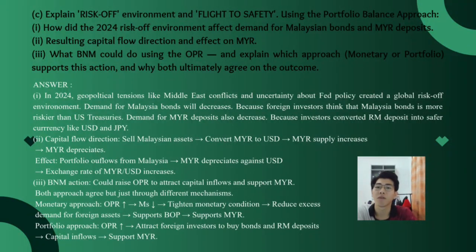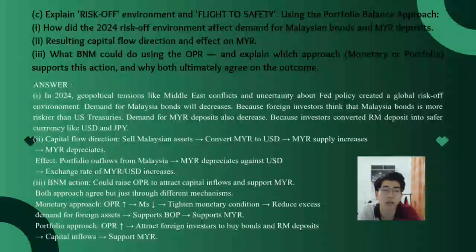C. Explain risk-off environment and flight to safety using the portfolio balance approach. 1 Roman, how did the 2024 risk-off environment affect demand for Malaysian bond and Malaysian ringgit deposit? 2 Roman, resulting capital flow direction and effect on Malaysian ringgit. 3 Roman, what Bank Negara Malaysia could do using the OPR, and explain which approach, monetary or portfolio, supports this action, and why both ultimately agree on the outcome.